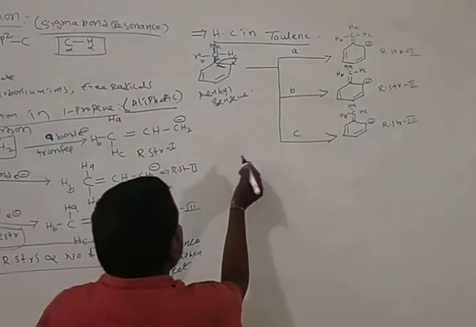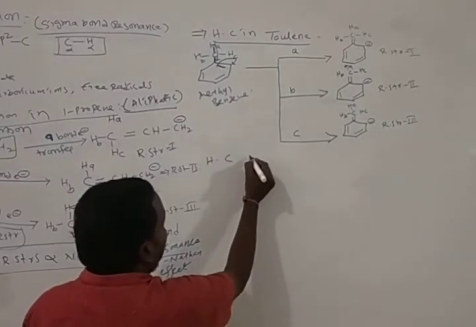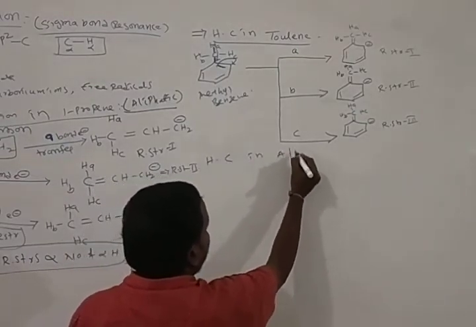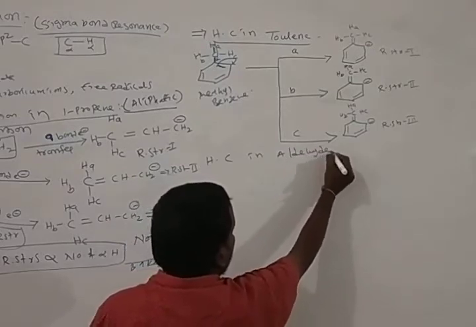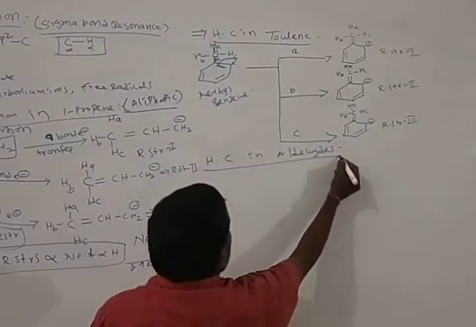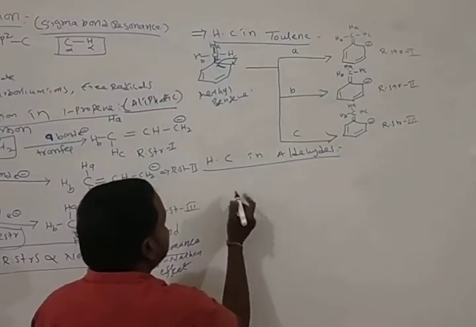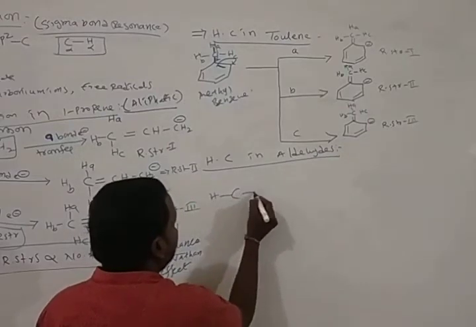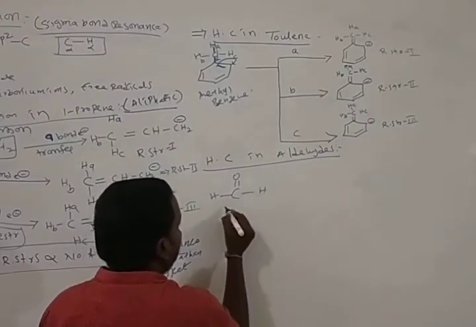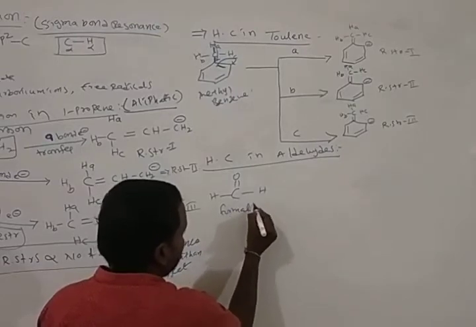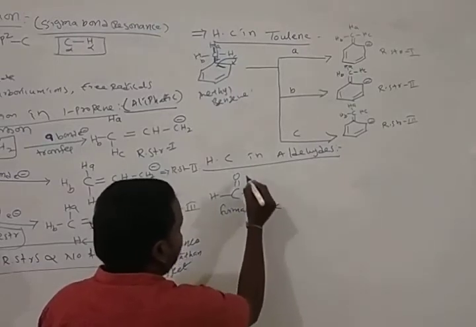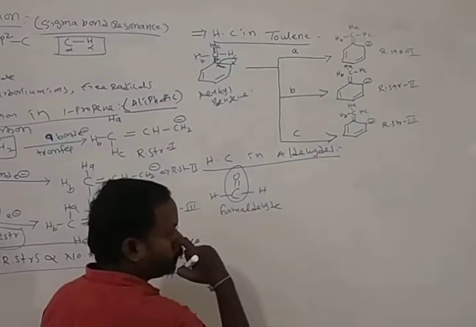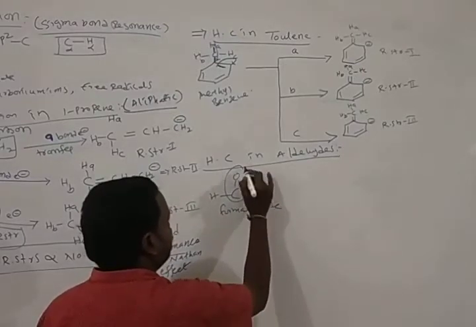Okay, for example, hyperconjugation in aldehydes. Can you see one example? Formaldehyde is there. This is formaldehyde. Here, this is the functional group we consider.